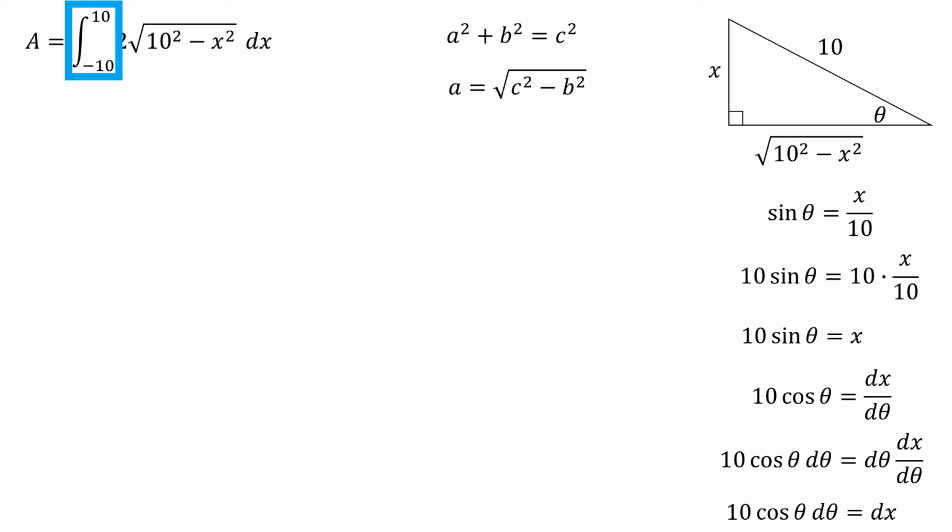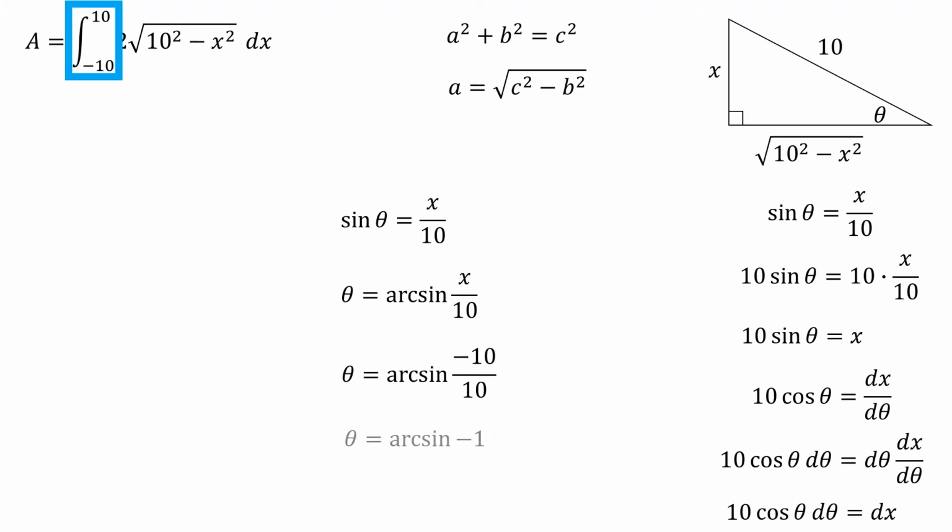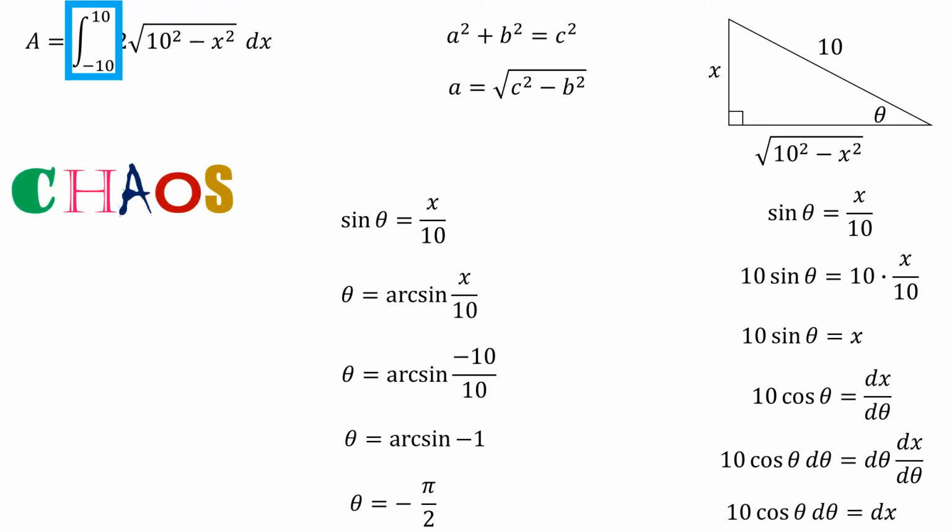Oh, we need our limits. Okay, well, if sine of theta is x over 10, I know theta has to be arc sine of x over 10. Well, let's plug in -10 and find our left-hand limit. And it looks like it's going to be -pi over 2. What? Some confusion out there? Wondering what happened?